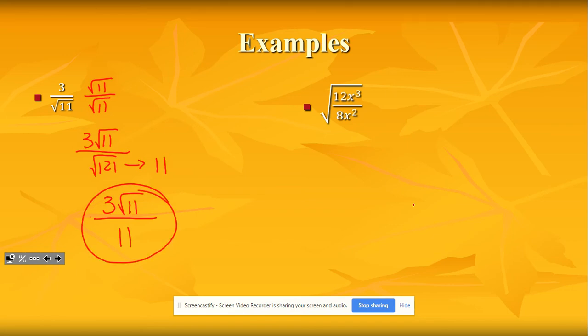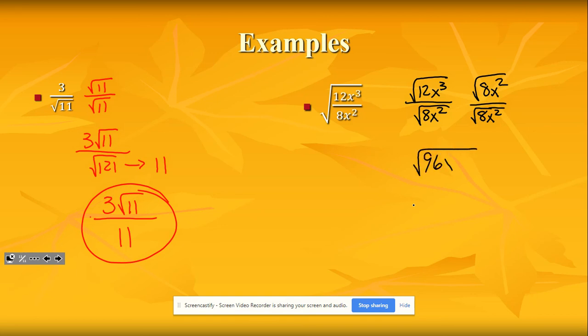On the right, we're going to break it up. So we have radical 12x to the third on top and radical 8x squared on the bottom. We can simplify this by multiplying by radical 8x squared over radical 8x squared. This now gives me, on top, radical 96x to the fifth over radical 64x to the fourth. Now we need to simplify both of those radicals. Let's do the top first.